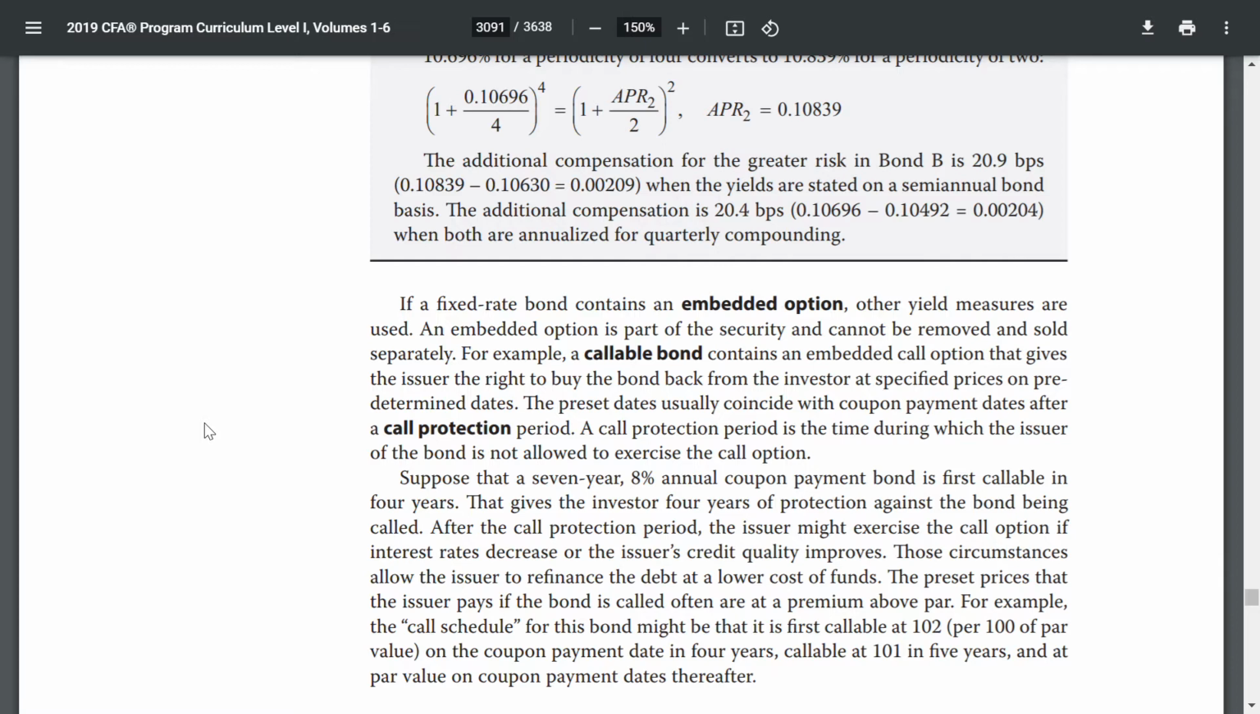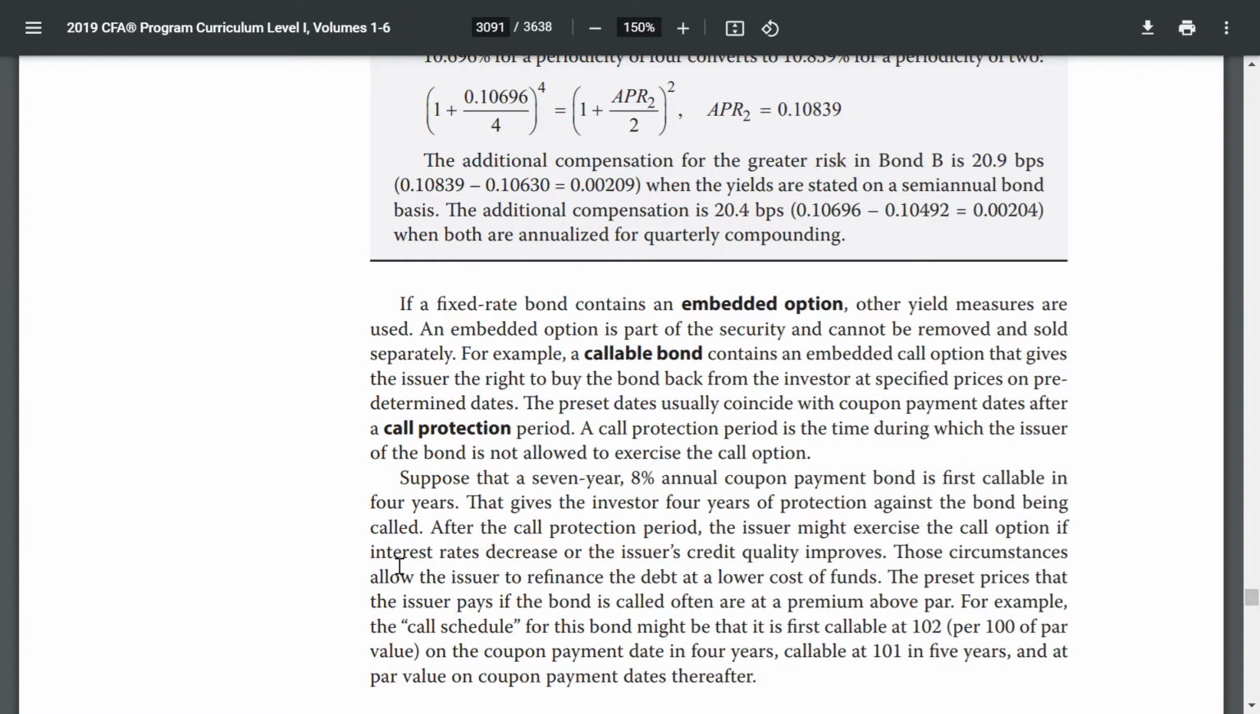The call dates usually coincide with coupon payment dates after a call protection period. The call protection period is the time during which the issuer of the bond is not allowed to exercise the call option. Suppose that a 7-year 8% annual coupon payment bond is first callable in 4 years. That gives the investor 4 years of protection against the bond being called. After the call protection period, the issuer may exercise the call option.